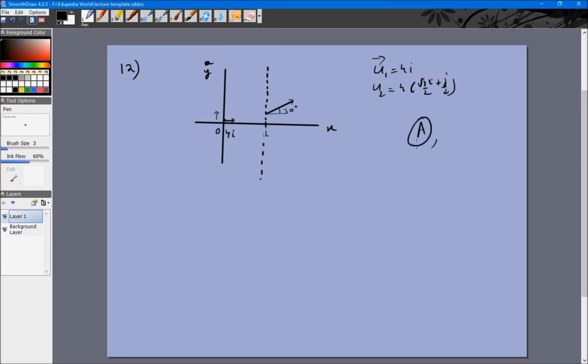Then we need to calculate the magnitude. So let's say this was the center of the circle about which this was going. So this is R, and this is also R. Now because this is 90 degrees, this is 30 degrees, means this is 30 degrees.